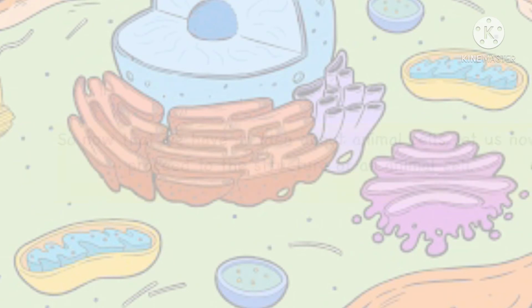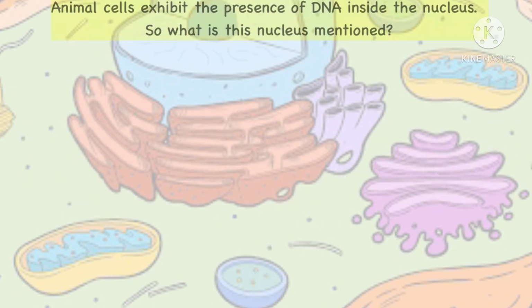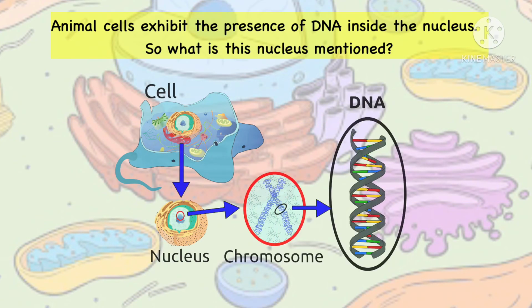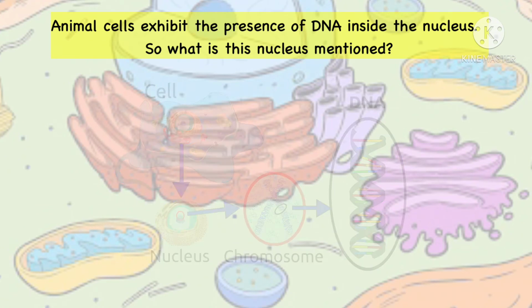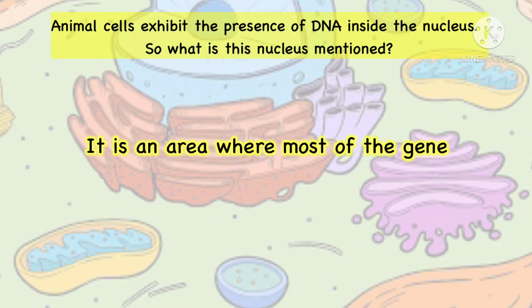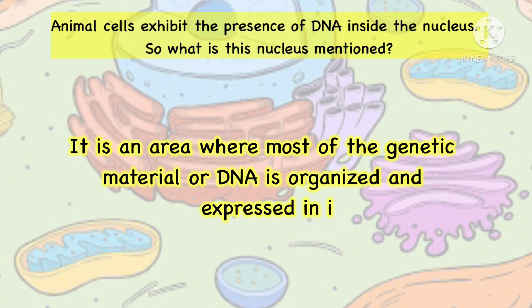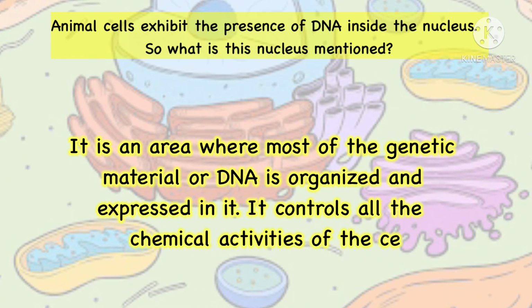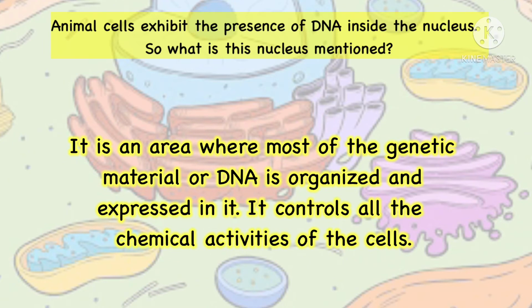Animal cells exhibit the presence of DNA inside the nucleus. So what is this nucleus mentioned? It is an area where most of the genetic material or DNA is organized and expressed. It controls all the chemical activities of the cell.